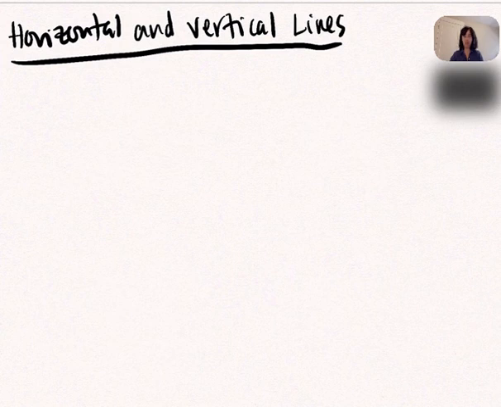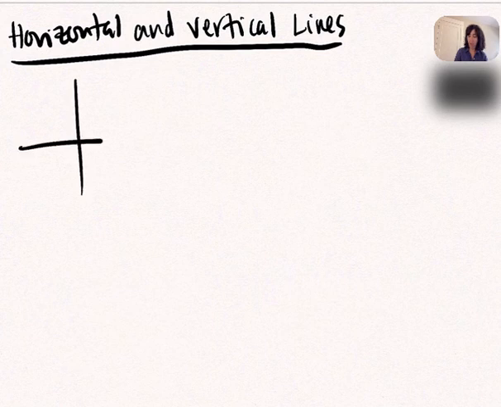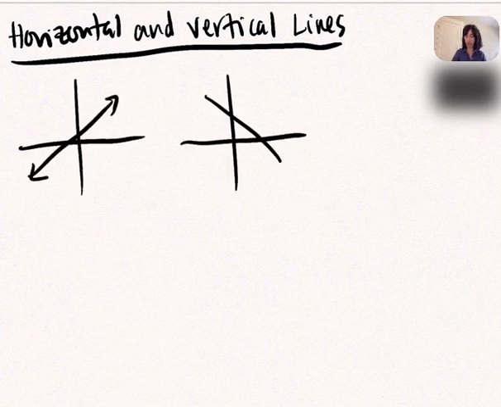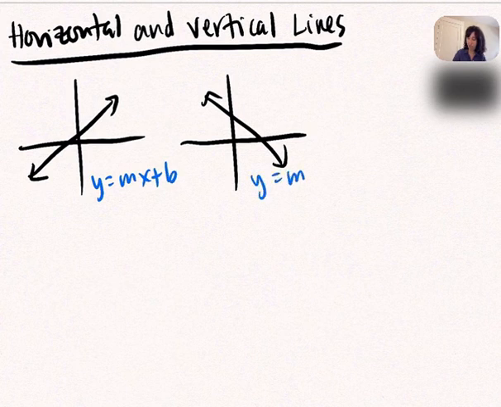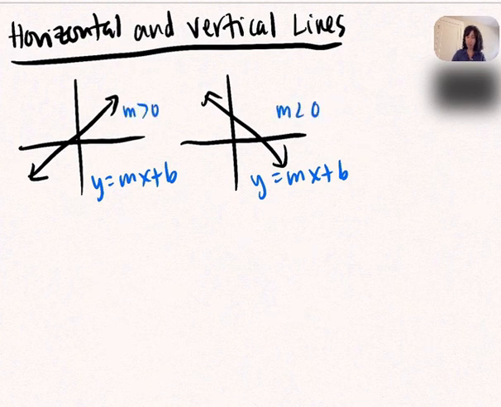Horizontal and vertical lines. We've seen lines that have some tilt to them, like this and like this. And we've seen that we can find equations for these lines and put them in y equals mx plus b form. Remember, lines on the left have positive slope. This is like a positive slope line.